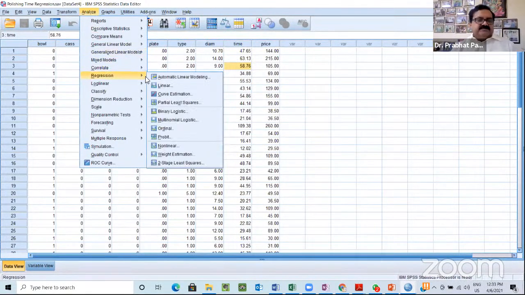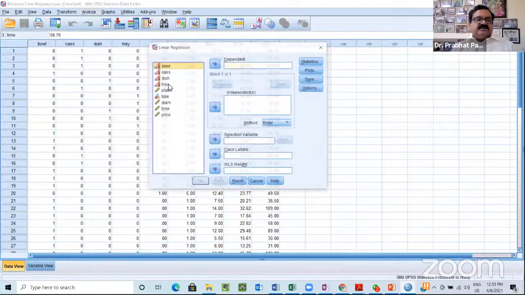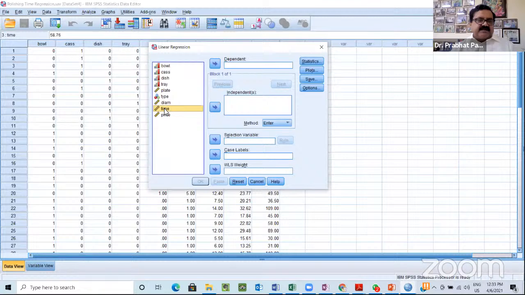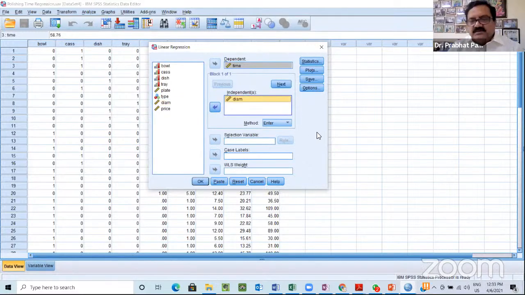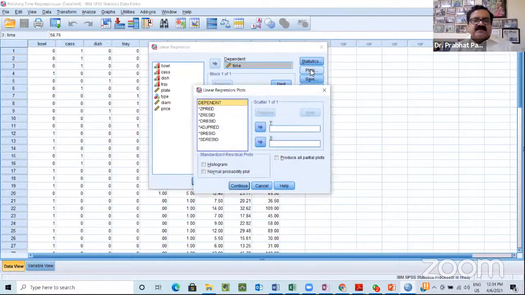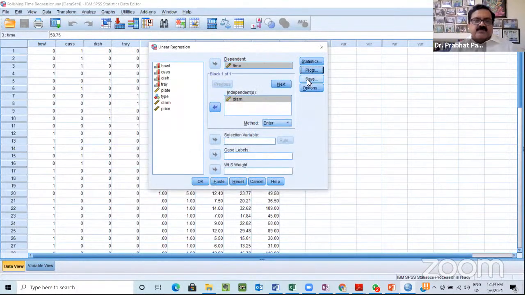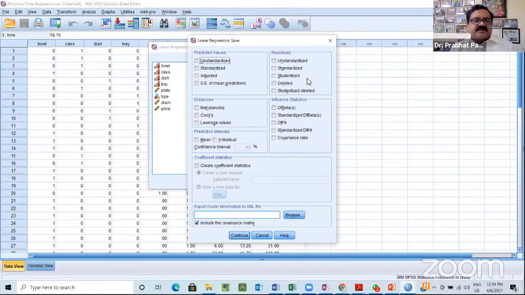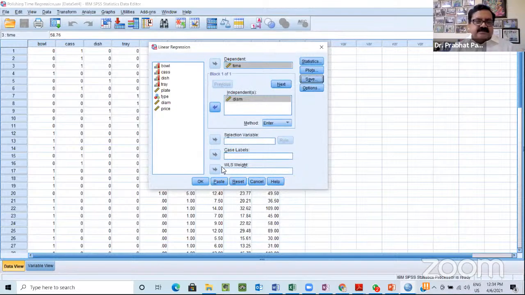So we go to regression, then linear regression. Our dependent variable is time, because we want to model time based on the diameter. So we are taking one single model, time and diameter. We go to statistics. It's already checked here: estimates and model fit. We don't want anything else other than that. Plotting, we don't want right now, we'll do it a little later. The predicted values and residuals, I'll show you again later on.